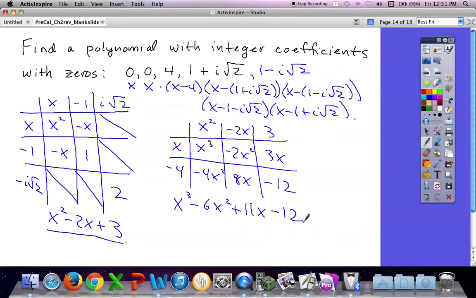Okay, we're not done yet. What else do we have to multiply by? The x squared, right? So as a last step, we will multiply by x squared. x to the fifth minus 6x to the fourth plus 11x to the third minus 12x squared. A lot of work.